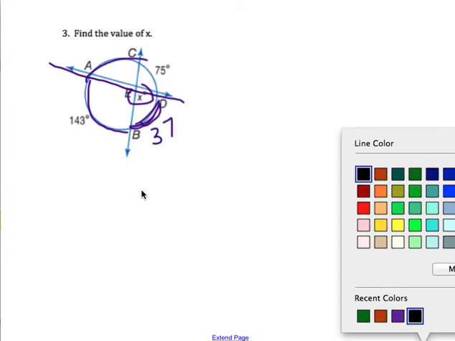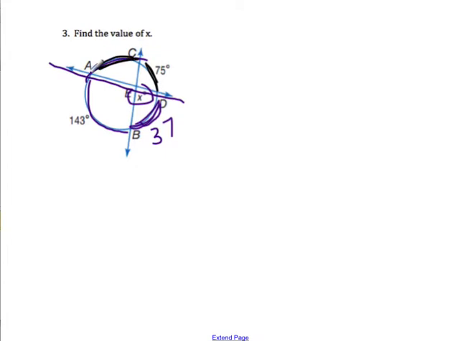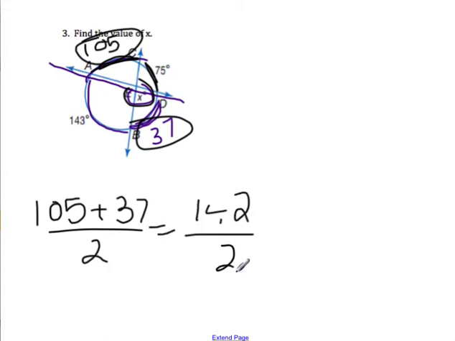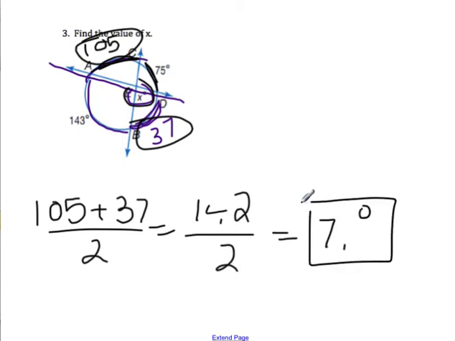Same thing for this next part. We only know this little piece here. To get that, we need to take 180 minus 75, and that's going to give us 105 for that arc measure right there. Now we're ready to solve for X because we can take this plus this. So we can do 105 plus 37 and divide it by 2. When you do that, you get 142, and you're going to take that and divide it by 2. You should get 71 degrees when you calculate that one out.